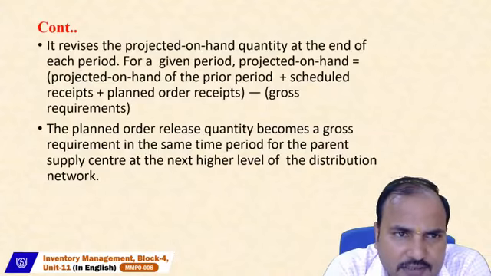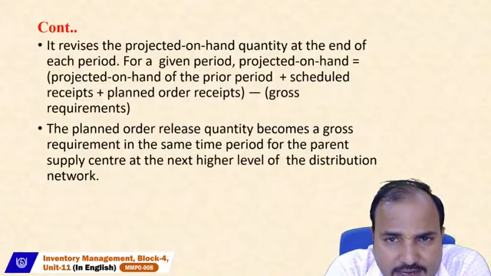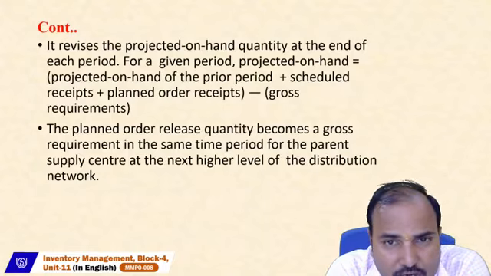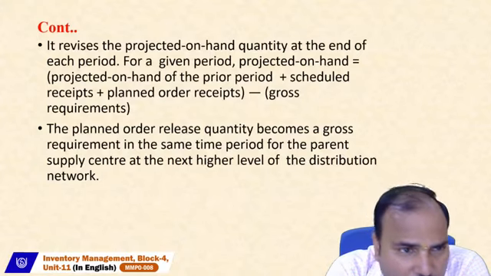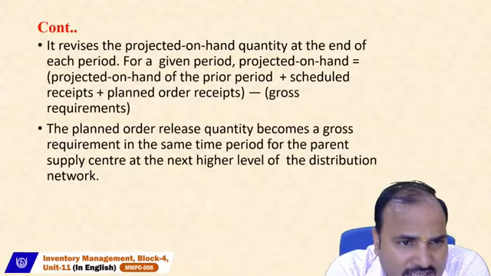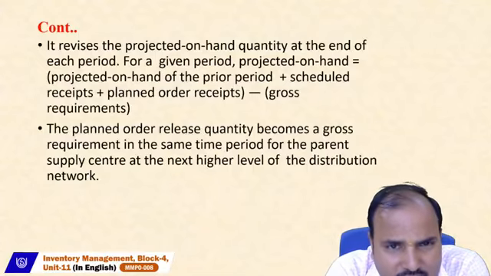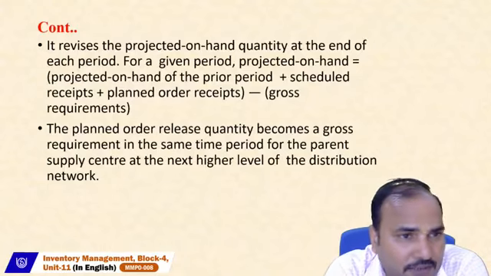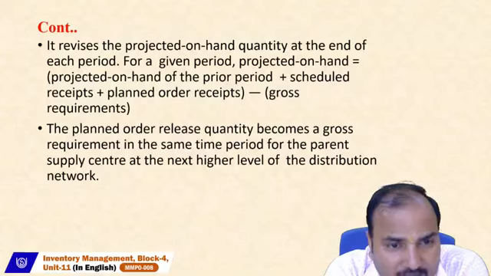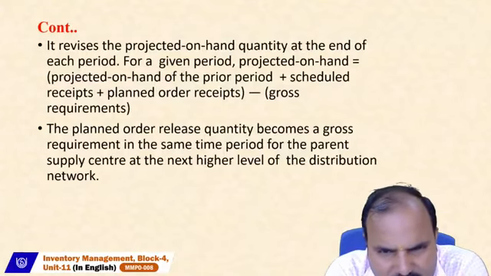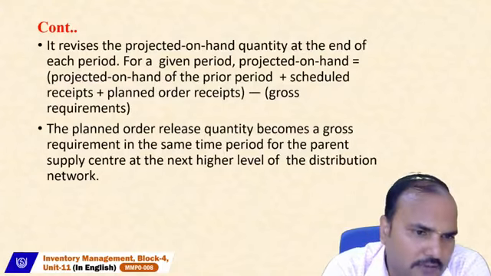It revises the projected on hand quantity at the end of each period. For a given period, projected on hand is equal to projected on hand of the prior period plus scheduled receipts plus planned order receipts minus the gross requirements. Please remember this. The planned order release quantity becomes a gross requirement in the same time period for the parent supply center at the next higher level of the distribution network.